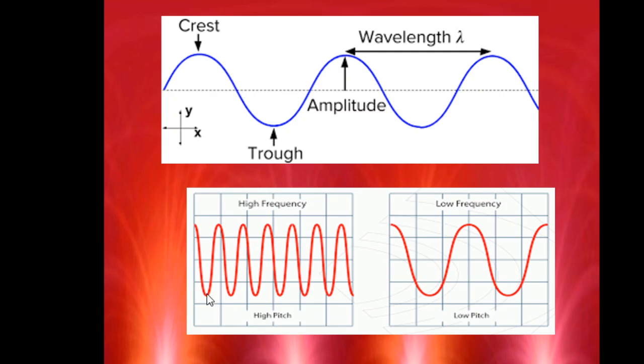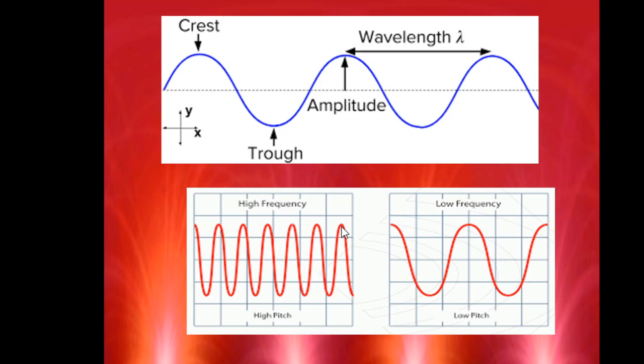So here we go. Okay. We see a crest, a trough, and an amplitude, which is how far it goes from the middle point. But a wavelength is from the middle of one wave to the middle of another, so how long it is between this wave and this wave. That is a wavelength.